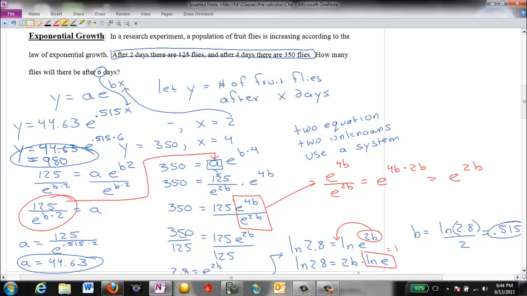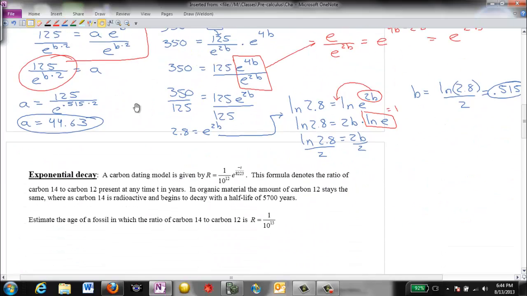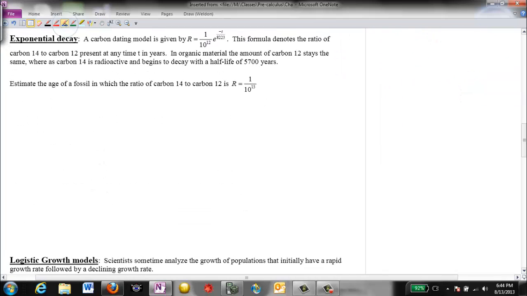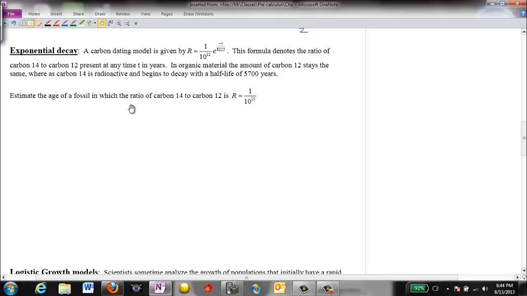Okay, our next problem deals with exponential decay. And in our exponential decay problem, they actually give us the model that we're going to be using. You see, in the last problem, we had to build our own model. And that's a difficult process to do sometimes. But this is a much nicer problem because they give us the model that we're going to be using right here.